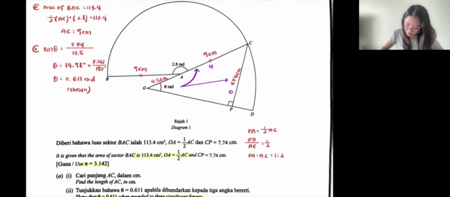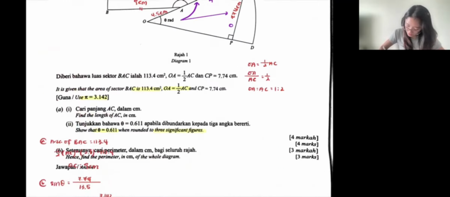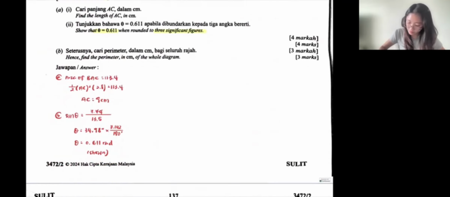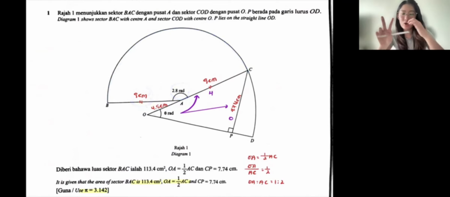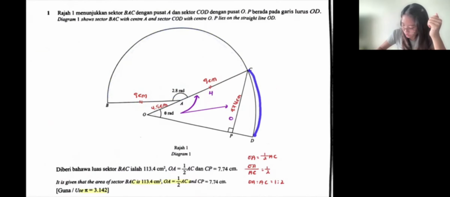Then next one, B. They say, hence find the perimeter in cm of the whole diagram. For the whole diagram, we need the arc length. Can this one be found? Yes, as long as you have the radius and your angle, two things, you can insert them into any formulas. So this one can be found, and this one over here can also be found.